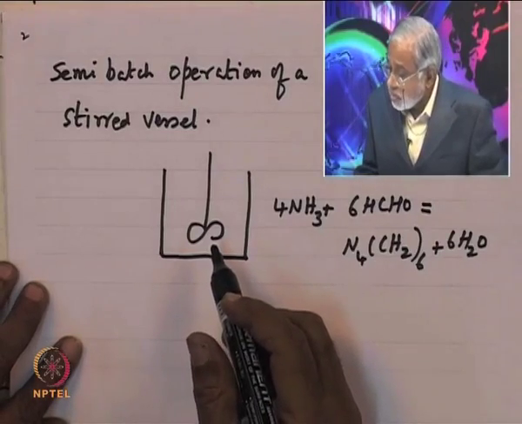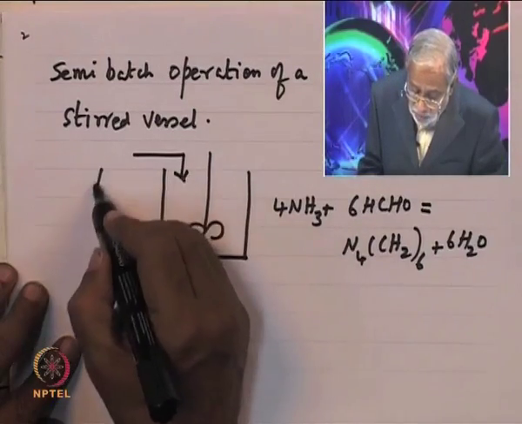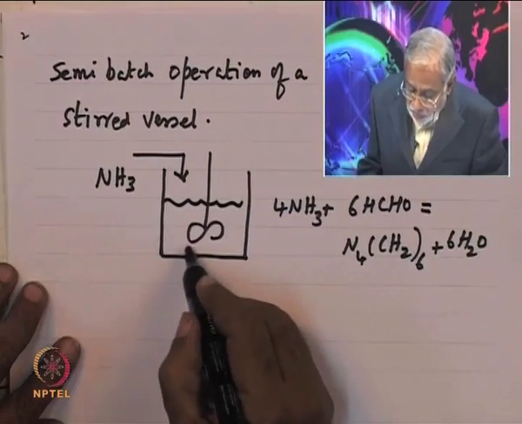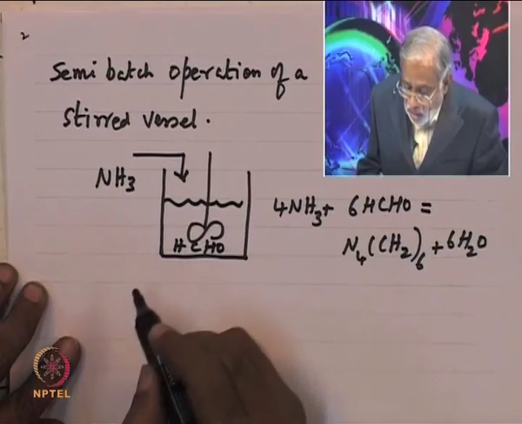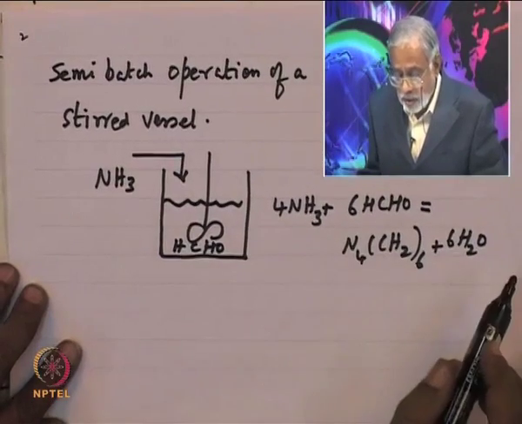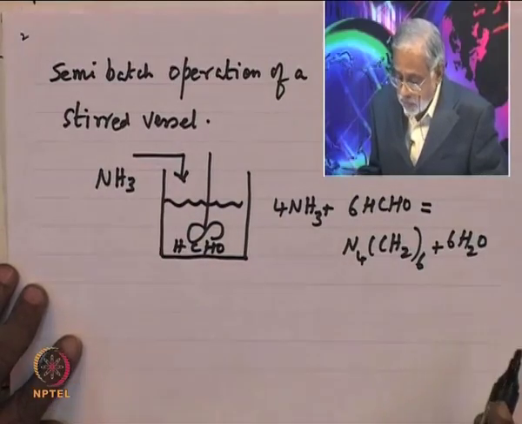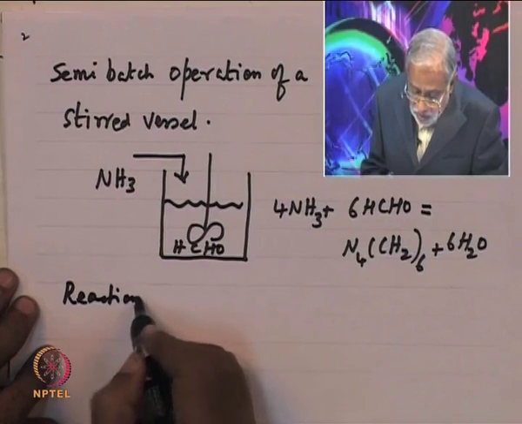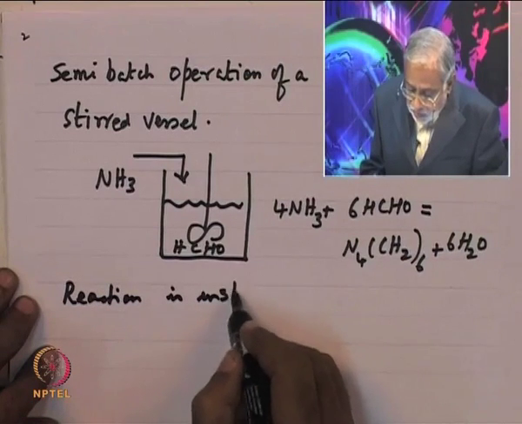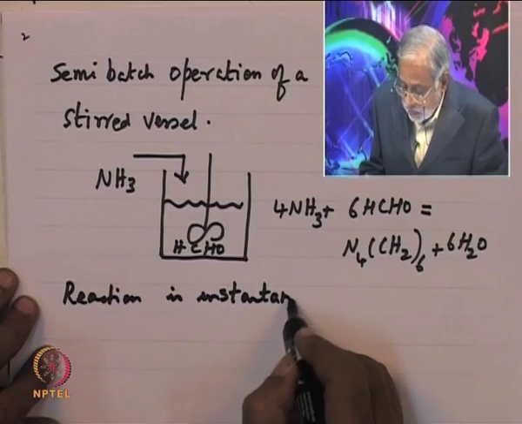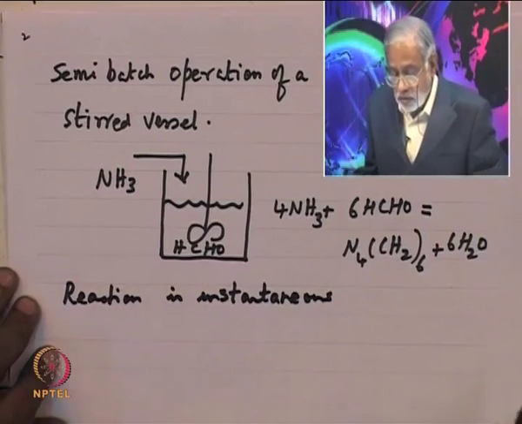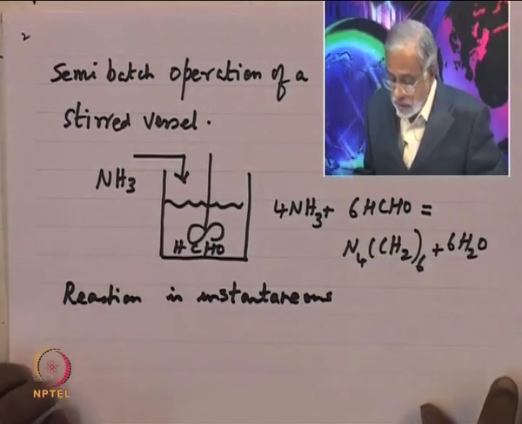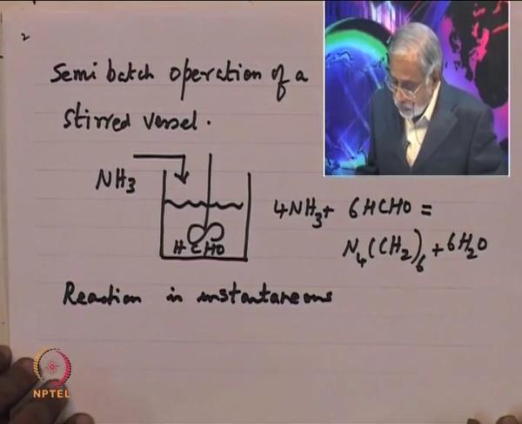What we have is ammonia coming in, and here you have formaldehyde. So, you have an initial charge of formaldehyde in the vessel, into which you add ammonia. The reaction is instantaneous, which means, as soon as ammonia contacts formaldehyde, the ammonia is completely consumed.